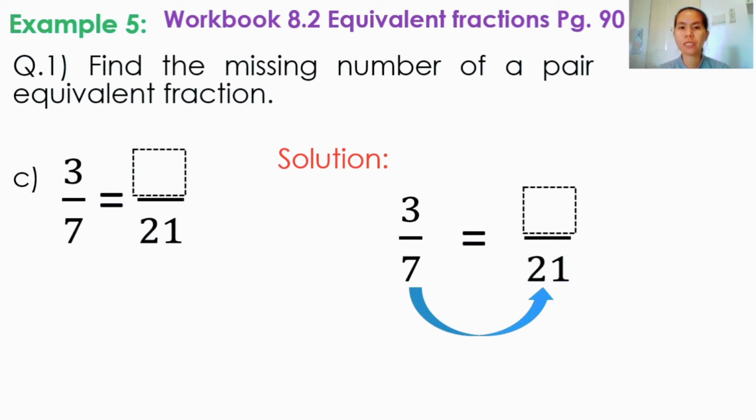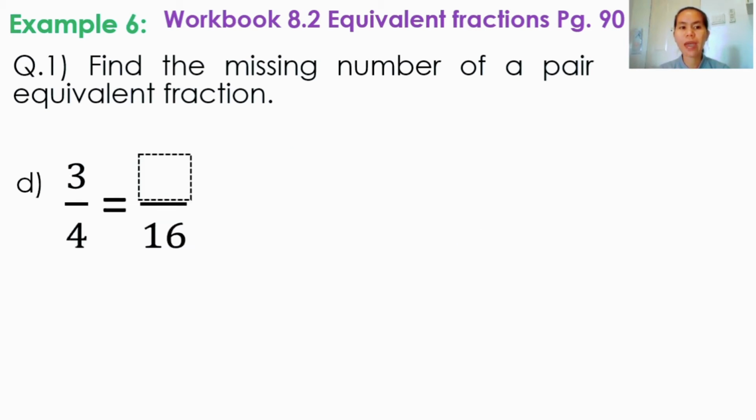Yes, we will multiply 7 by 3. So what is 7 times 3? 21. We will do the same to the numerator, okay? We will also multiply 3 by 3. So 3 times 3 is 9. It means the missing number here is 9. Therefore, 3 over 7 is equal to 9 over 21.